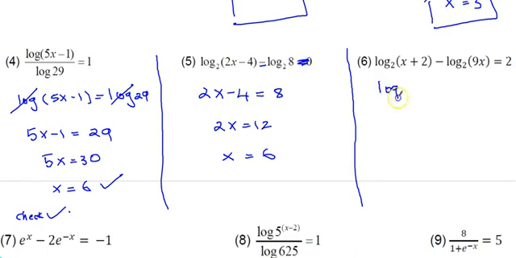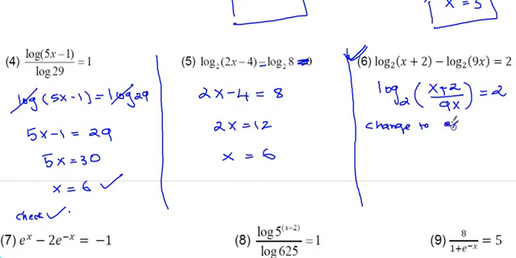So log of x plus 2 divided by 9x is equal to 2. This is a very good example. Please pay attention to this question here. Properties of log, log minus log, we rewrite. Now change to exponential. So change to exponential makes it 2 to the second is equal to x plus 2 over 9x. 2 to the second is a 4, and you cross multiply.